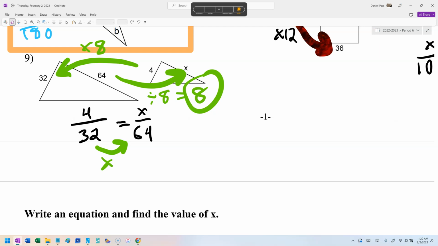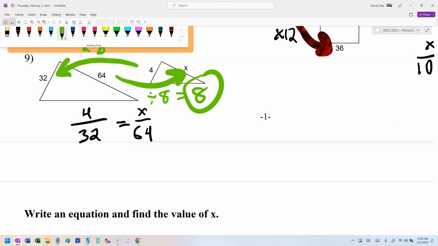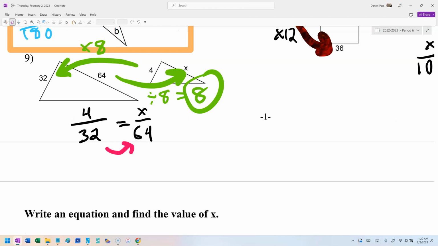Let me do that a different color. Do you see how this works? Yeah. So there's 2 different ways to do this.